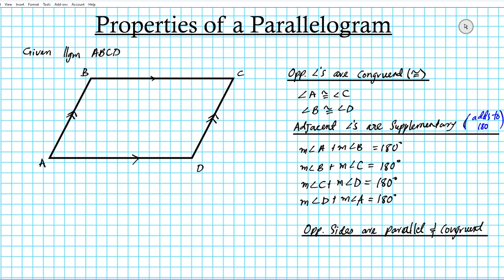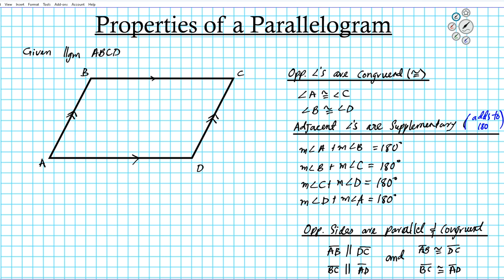We can conclude that side AB is parallel to side DC. And then also side BC is parallel to side AD. We can also specify that opposite sides are congruent. So segment AB is congruent to segment DC, and segment BC is congruent to segment AD, opposite sides.